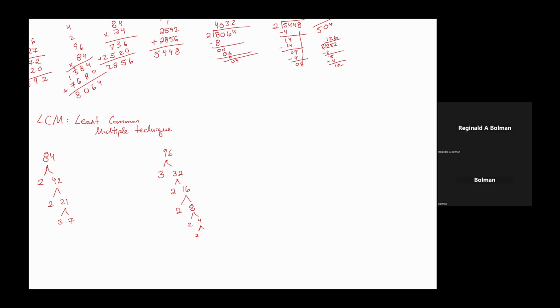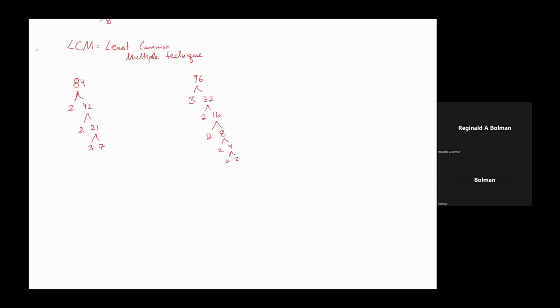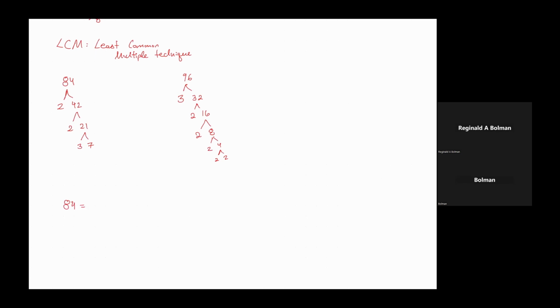So if we were to list out all of the prime factors of 84, we would say that we have 2 times 2 times 3 times 7. And if we listed out all of the prime factors of 96, we have 3 times 2 times 2 times 2 times 2 times 2. All right, and so if we recall how we calculated the LCM, all you're looking for is what you don't have in common between the two terms. And so what that requires you to do is to eliminate what you do have in common between the two terms. And so you're going to scan through this.